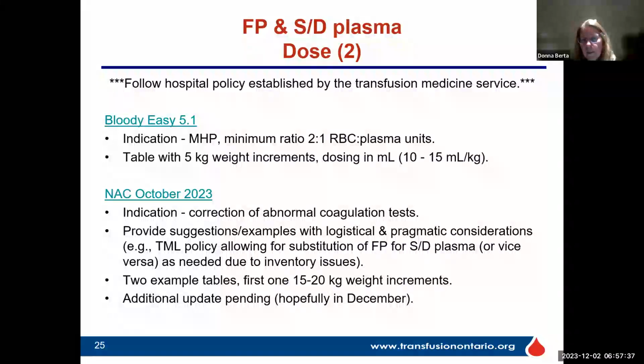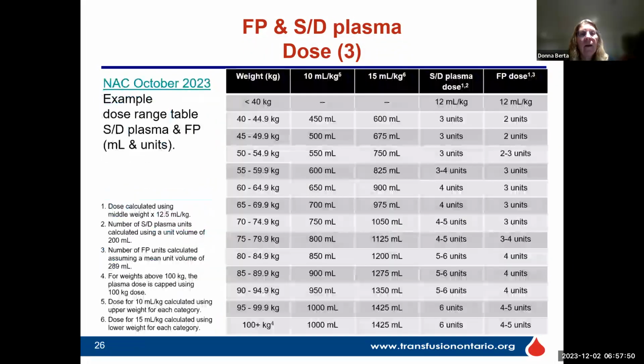It's simpler and smaller, but I'm going to show you the second one, which I favor, on the next slide. And NAC has also indicated that there's going to be some more information coming from them, hopefully fairly soon in December. This is the second table that NAC has provided.